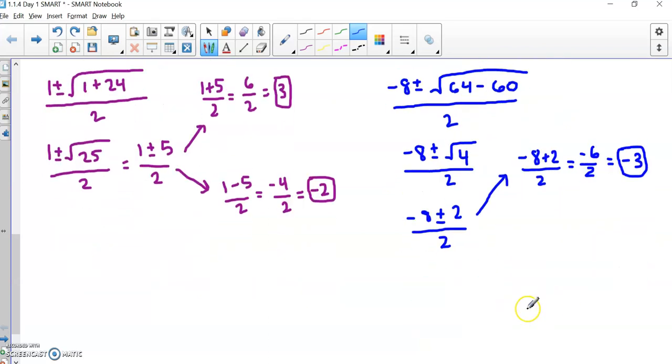And the other answer is going to be negative 8 minus 2 over 2, which gives us a negative 10 over 2 for a final answer of negative 5. So our two answers for this one are negative 3 and negative 5. Let's continue on to another one.